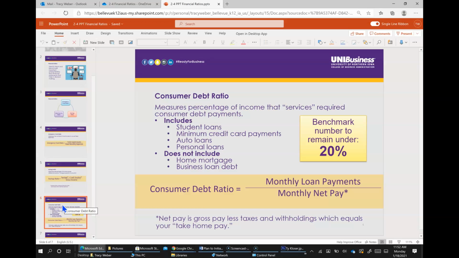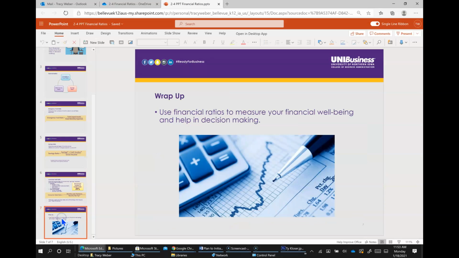So think about this. How would these ratios be used in the business world? How do you think? And then how is it used for individuals? And what kind of decisions would this information be helpful for? So use the financial ratios to measure your financial well-being and help in decision making, which you're going to do next.